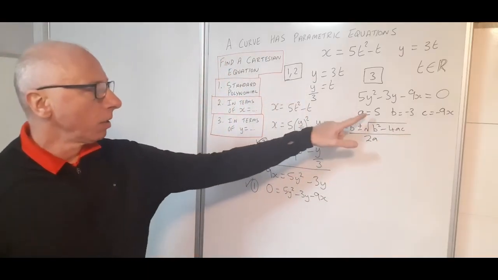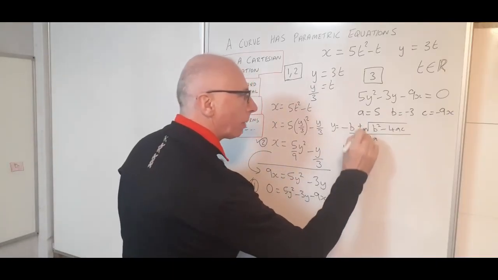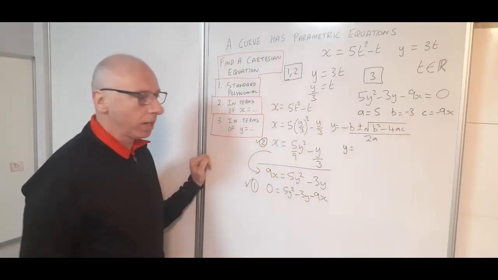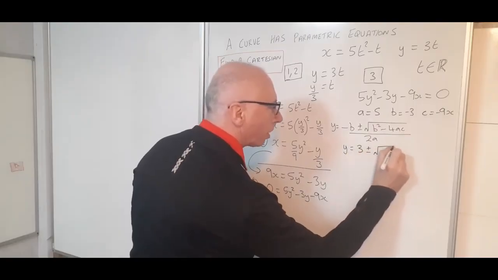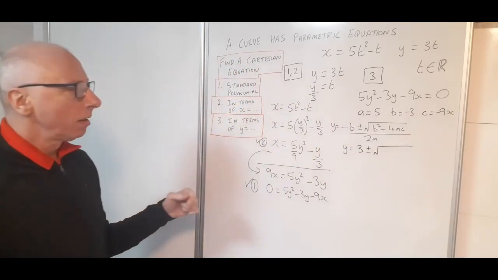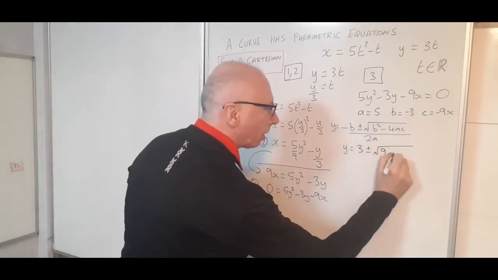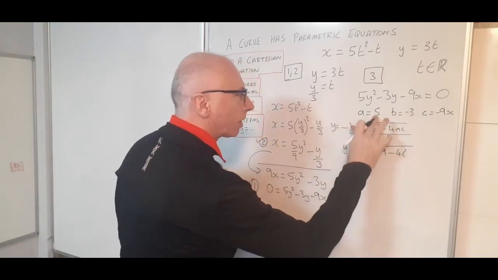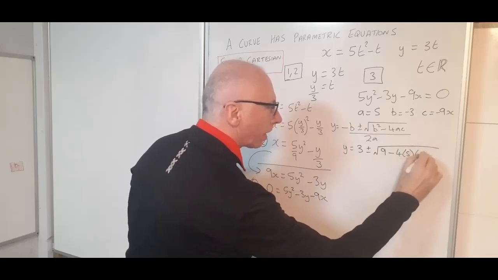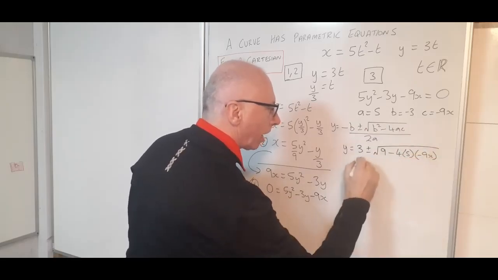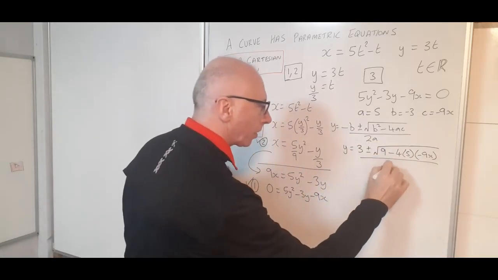So let's go for that. So let's put these values into here. So y equals minus b, so minus 3, that gives me positive 3, plus or minus square root of b squared, minus 3 squared gives me 9, minus 4 times a, and my c is minus 9x. And then divide that by 2a, so divide that by 10.